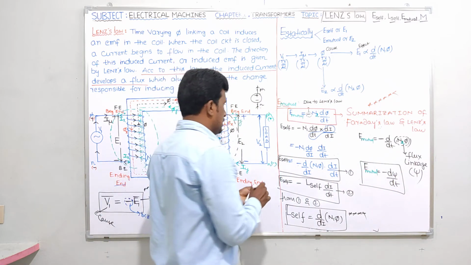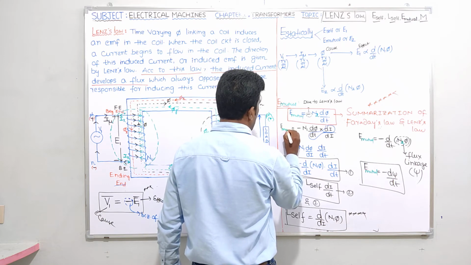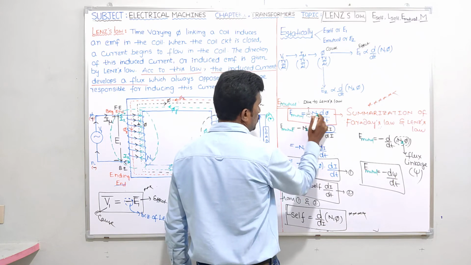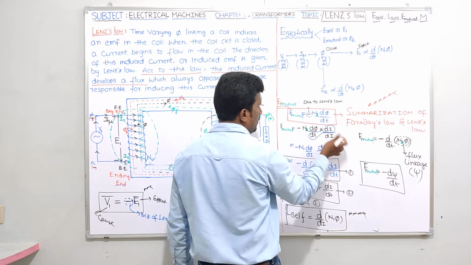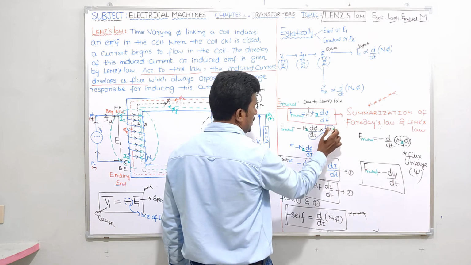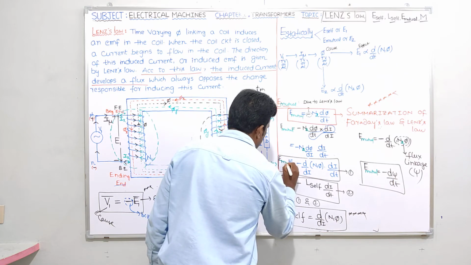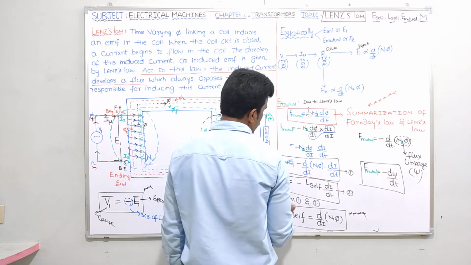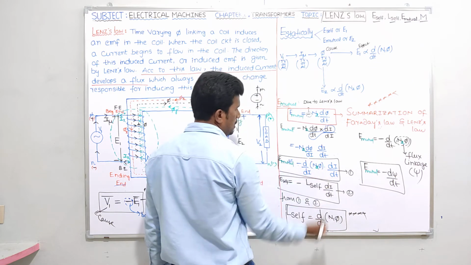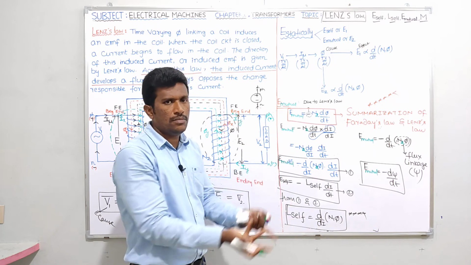And please let me modify here also. E mutual is equal to what? Minus N2 dΦ by dt into dI by dI, minus N2 dΦ by dI by dt. I am writing here. Next, E mutual is equal to minus d by dI of N2 into Φ into dI by dt. Very simple. Wherever self is there, I am writing mutual only here.